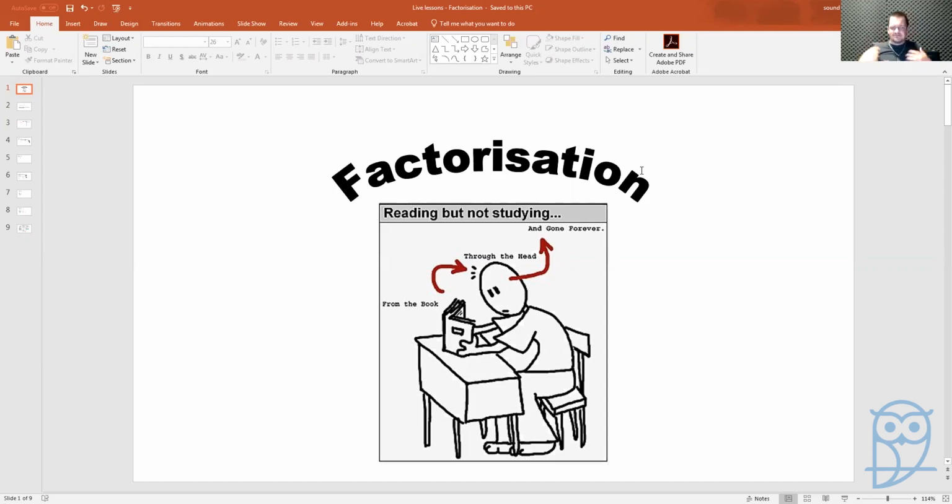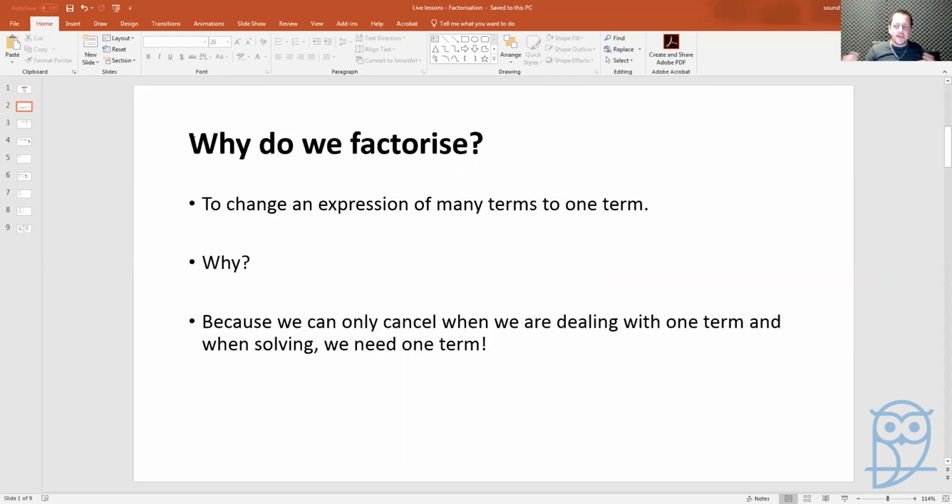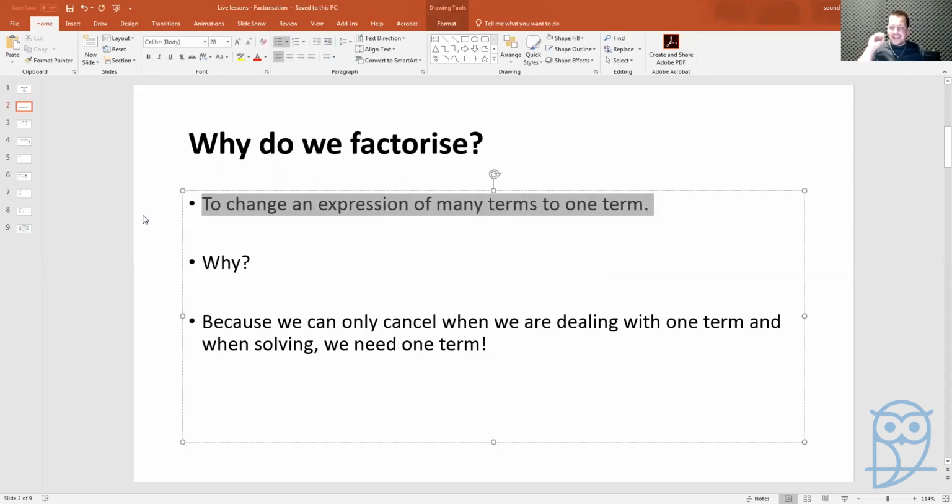Now, you might say, why? Like, the whole process is a little weird. I feel like I'm doing work for nothing. Like it feels like I'm making stuff more complicated. So the big thing is, why do we factorize? The whole point of factorization is to change an expression of many terms into one term. And that is actually incredibly crucial for more complex solving later on in your courses, especially from IGCSE upwards.